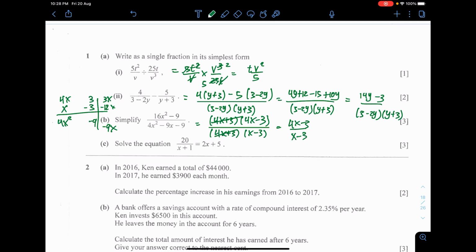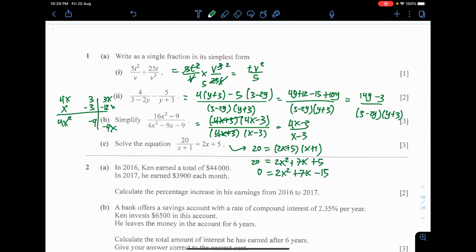Nice. Next, solving this, cross multiply them. So you got 20 equals bracket 2x plus 5 bracket x plus 1. Okay, expand. You'll get 2x squared plus 2x plus 5x. Let me just skip a little bit. Yeah, I got this. So put the 20 together with the rest of them.